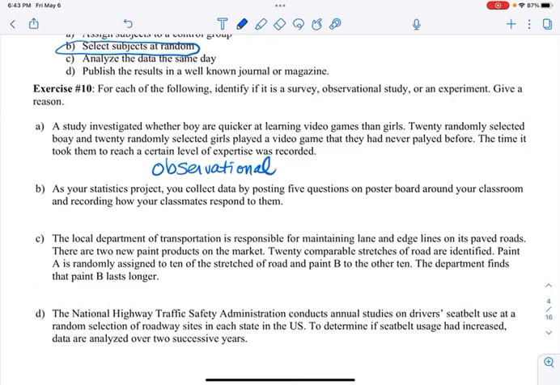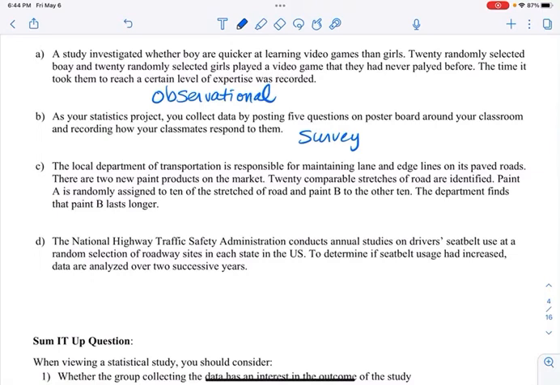So that's observational. As your statistics project, you collect data by posting 5 questions on a poster board around your classroom and recording how your classmates respond to them. Well, that's a survey. It doesn't matter if you do a survey on the phone, on a clipboard, or on poster board around the classroom. You're asking a question and they're responding.